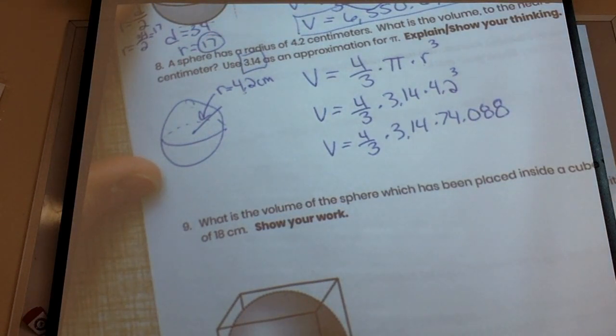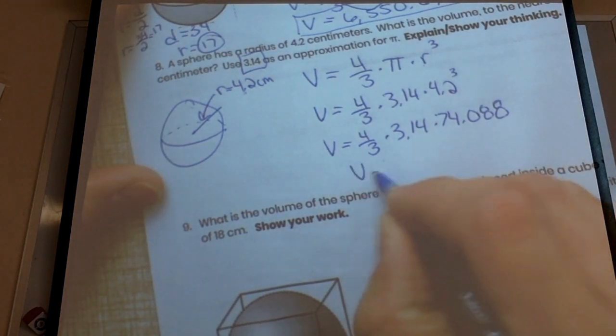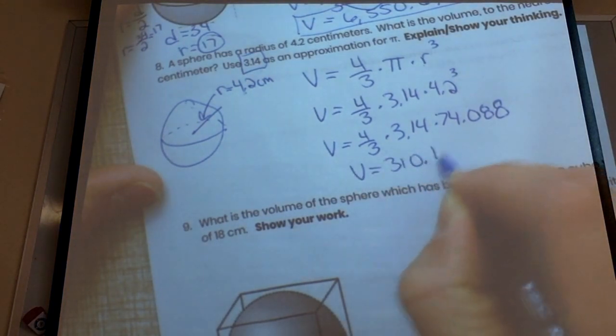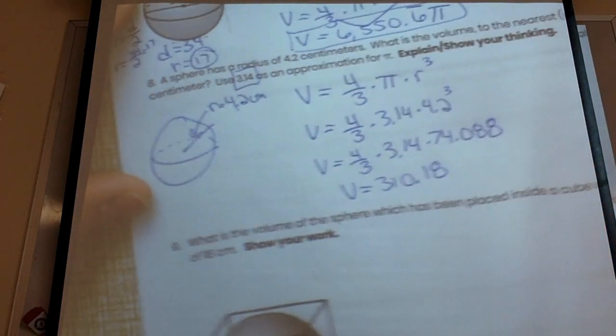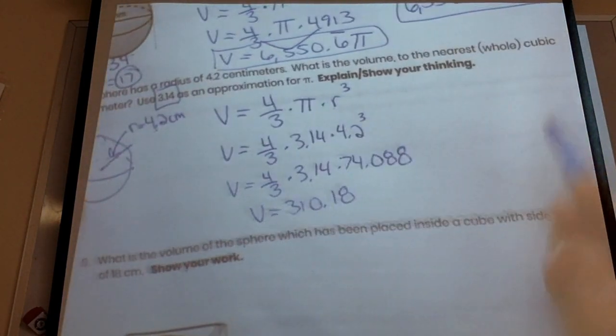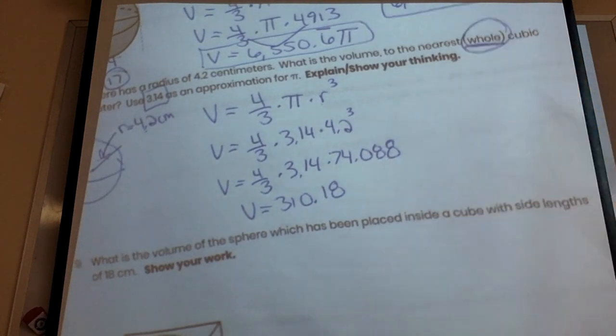I'm going to multiply those 3 numbers together in my calculator. 4 over 3 times 3.14 times 74.088. And we get the answer. Volume equals 310.18. Now it's telling us in our question we need to round to the nearest whole cubic centimeter.